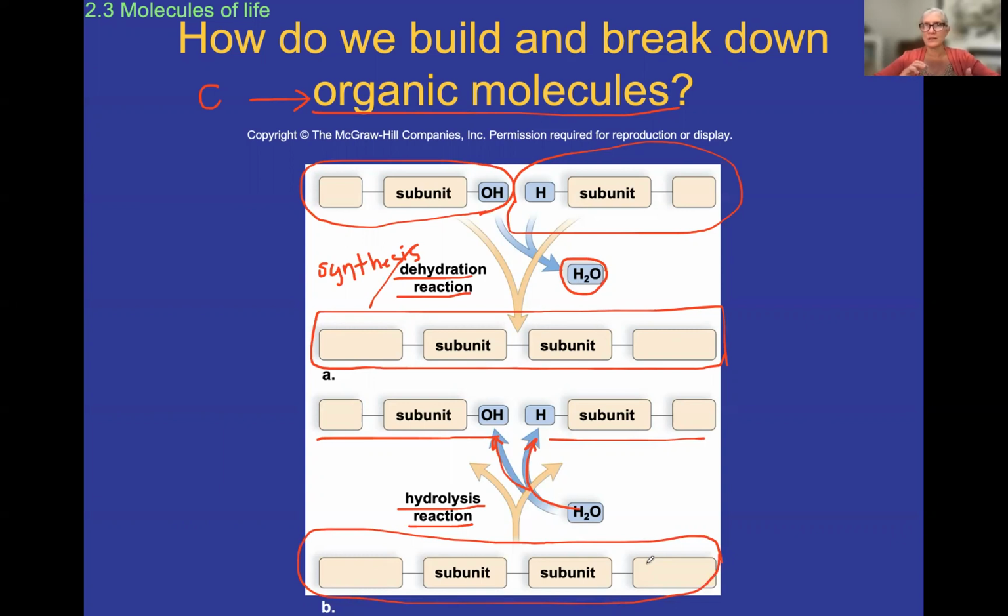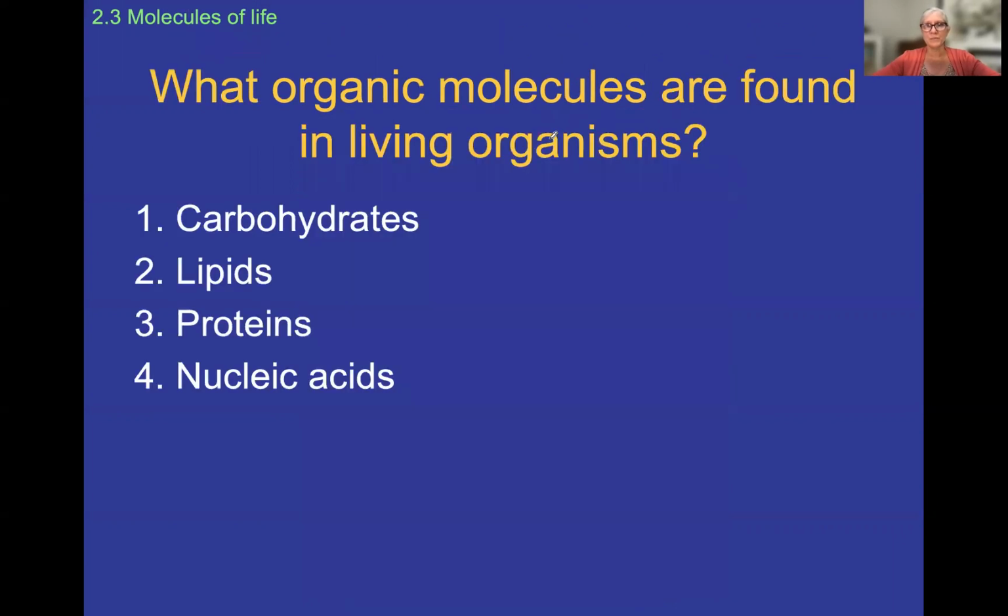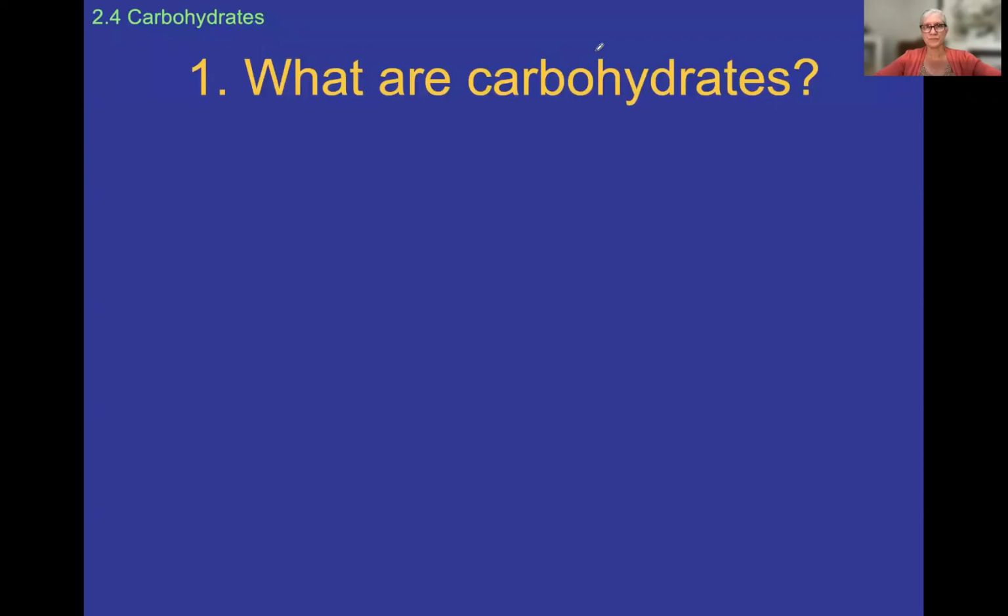Same process is used to build or tear up carbohydrates, proteins, lipids, nucleic acids. And that would be our list of 4 main organic molecules. Your 4 main classes of organic molecules: carbohydrate, lipid, protein, and nucleic acid.